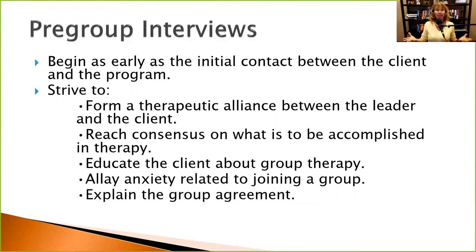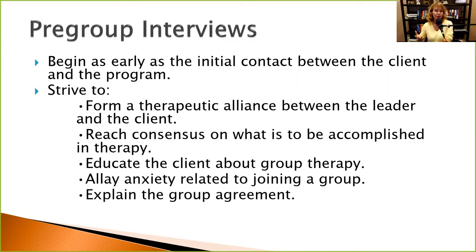So how do we figure out how to place all these people and where people are at? Well, the pre-group interview begins as early as the initial contact between the client and the program, in order to try to form a therapeutic alliance between the leader and the client. So you want to meet with the client and say, hey, my name's so and so, and I'll be leading the self-esteem group, or I'll be leading the depression therapy group. Do you have concerns? How do you think this group can help you? Give them some open-ended questions that they can start talking with you about, even if they're not starting the group right away.